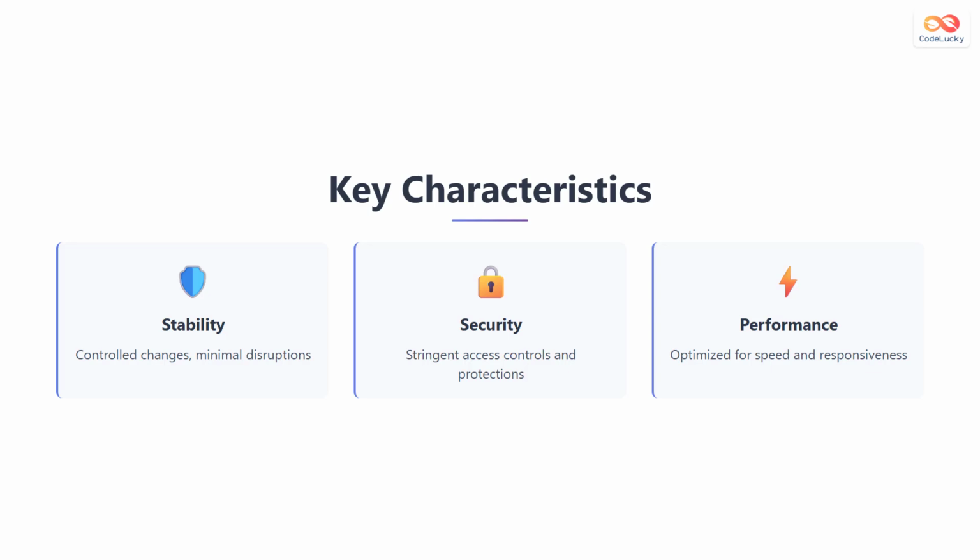The third characteristic is performance. Production systems must be optimized for speed and responsiveness. Users expect fast load times and smooth interactions. All three characteristics work together to create a reliable system that users can trust.